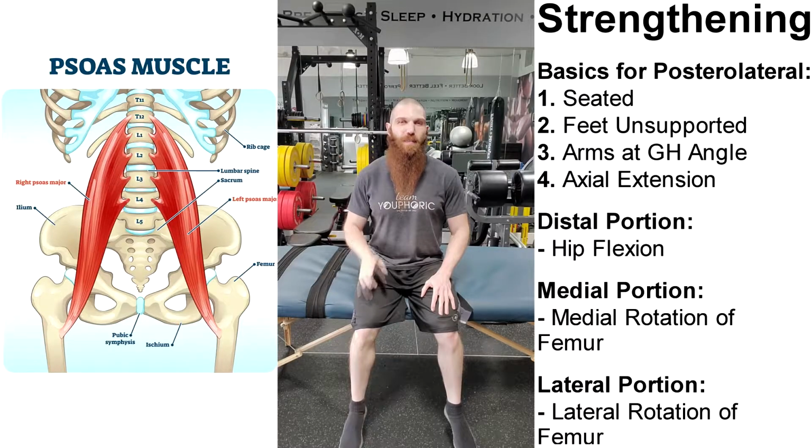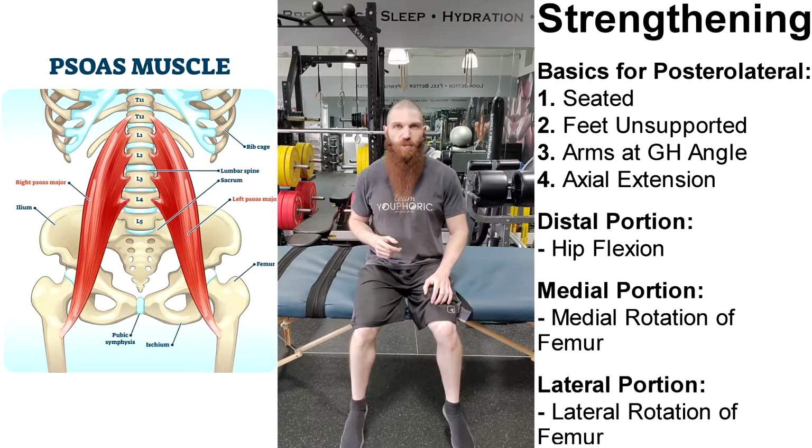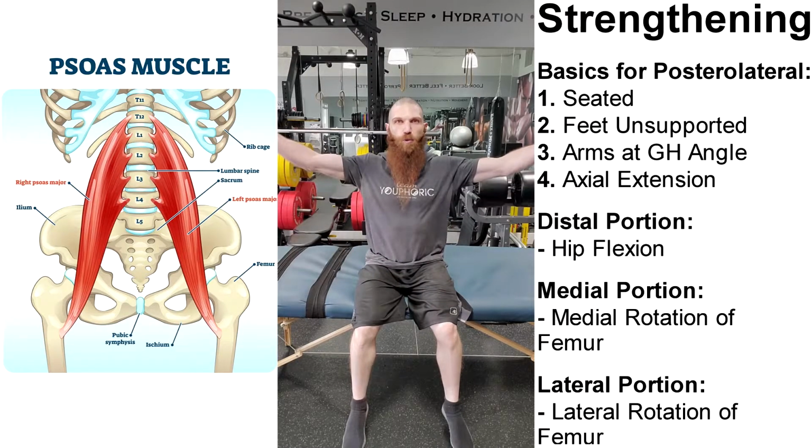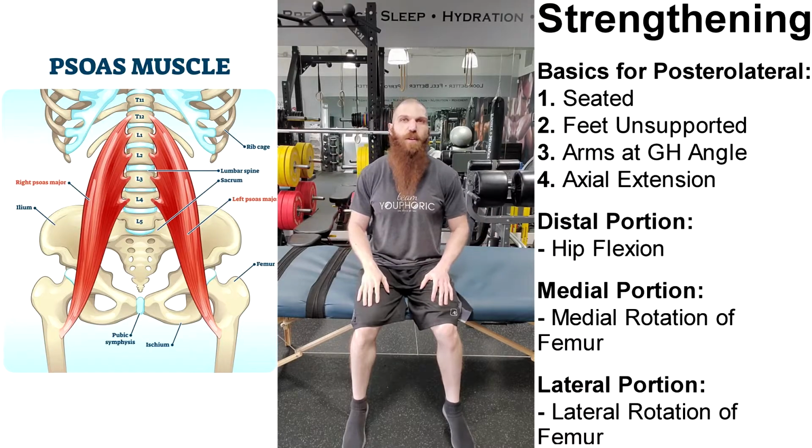Today I'm going to be demonstrating some strengthening exercises for the psoas major muscle, and specifically we're going to be doing 3 different exercises. They're all going to be for the anteromedial portion of the psoas major. And for the first one, you want to be in a neutral position. Your arms are going to be at the level of the glenohumeral angle.